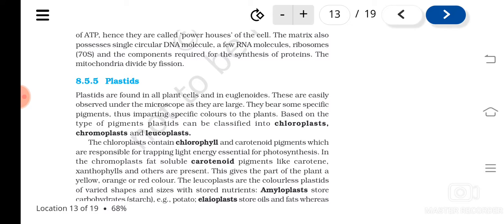So euglenoids you can see, and in plant cells. Then, when we observe under sophisticated microscopes, what is their speciality? They bear pigments. Various pigments are there. Understood? And in this way they give color to the plants, isn't it? So based on the type of pigments present in plastids, they are classified into chloroplast, chromoplast and leucoplast.